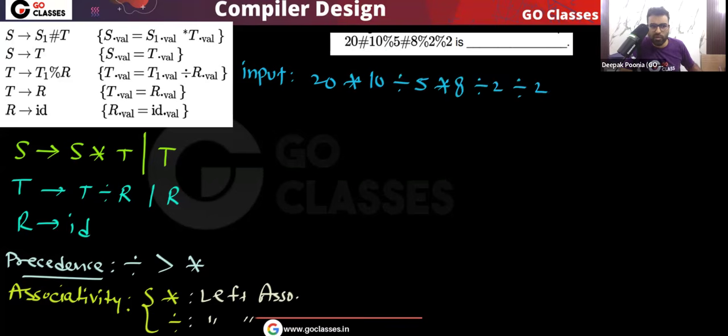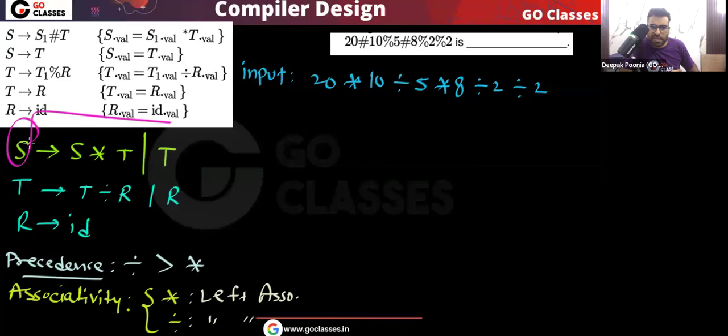One more thing you notice, look at the semantic actions. These semantic actions are very intuitive. For example, this hash represents multiplication. So for S going to S star T, you can see this S dot value will be basically S1 dot value multiplied by T dot value. So you can see that all these semantic actions are actually very intuitive.